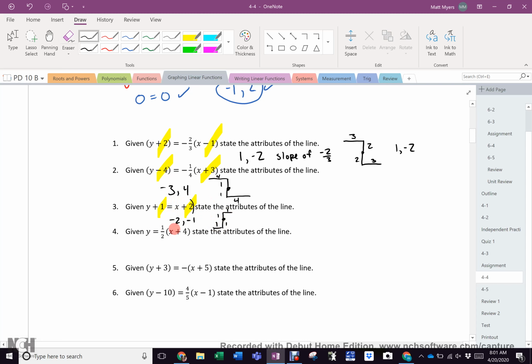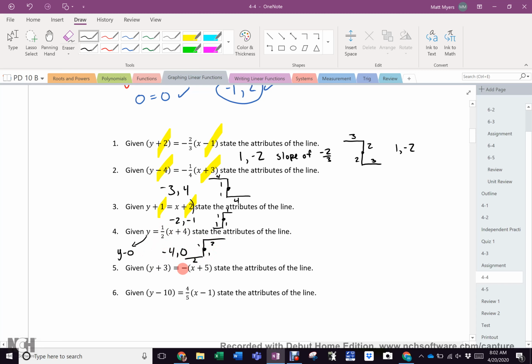What about this guy? Hey, there's no number over here. So that really means y minus 0, right? So it's negative 4, 0 is my starting point. My slope is a half. So there's my point, negative 4, 0, positive a half, so up 1, right 2, down 1, left 2.